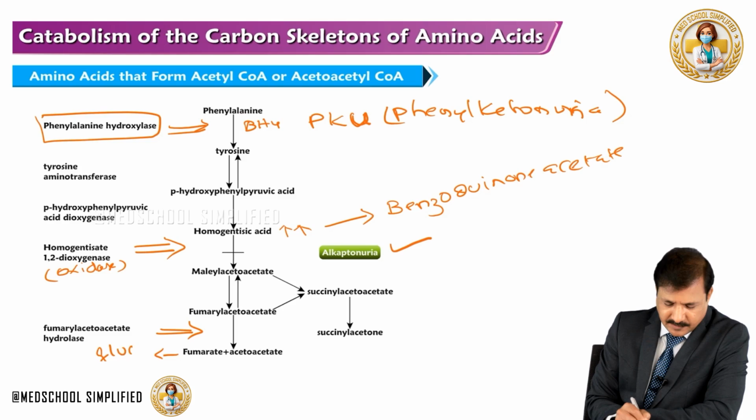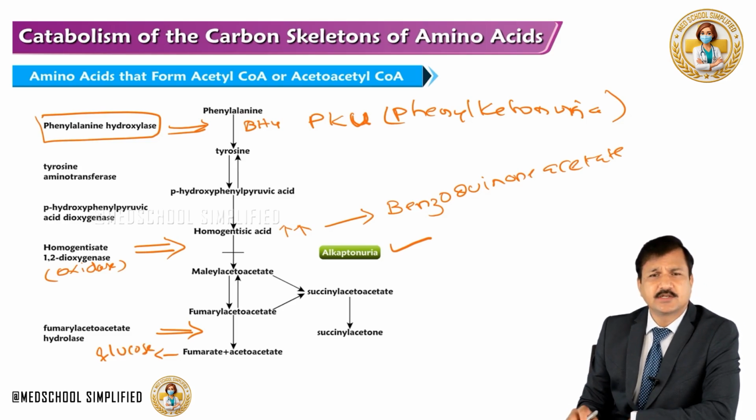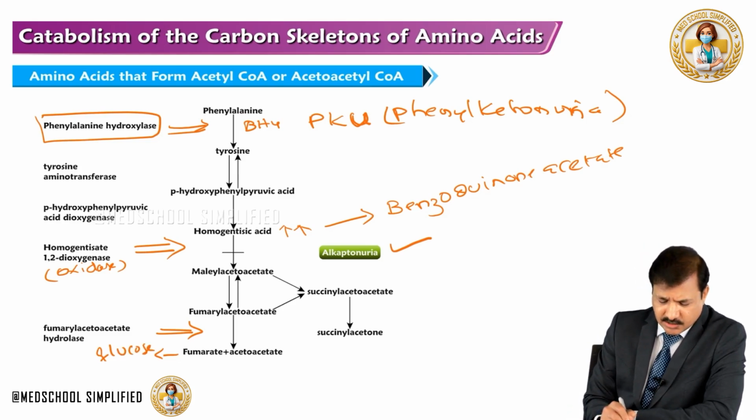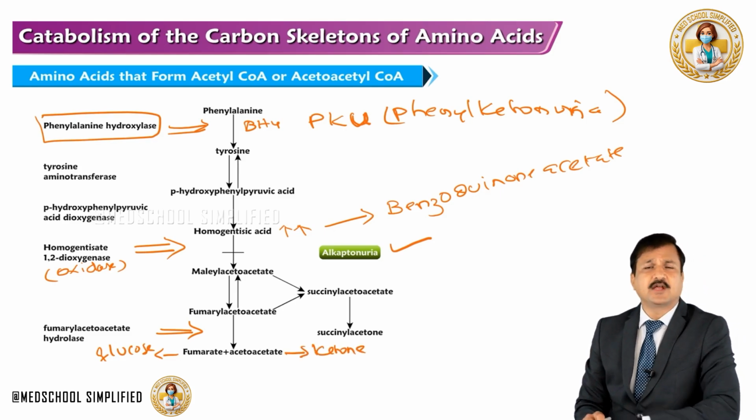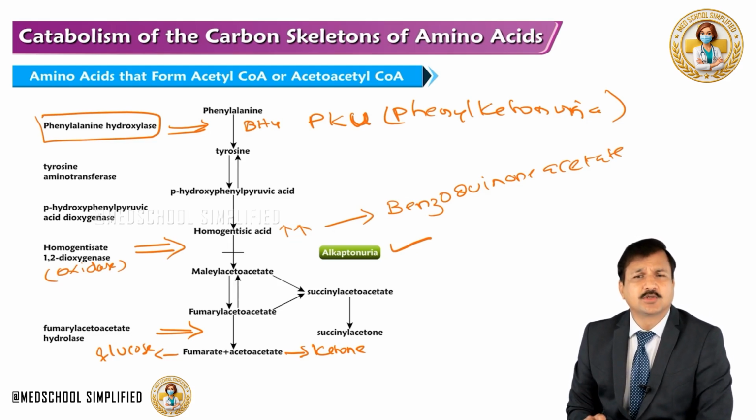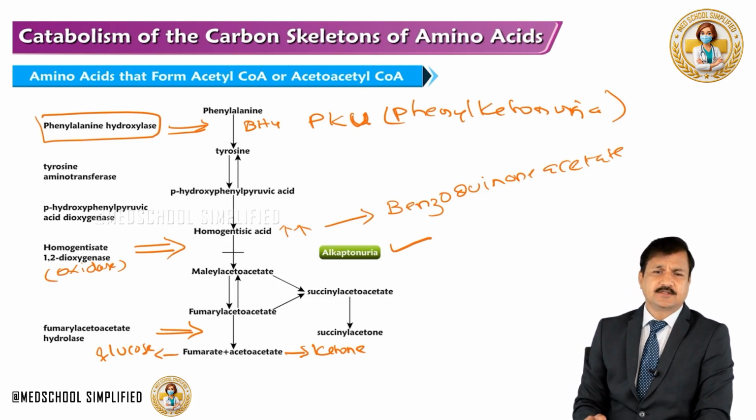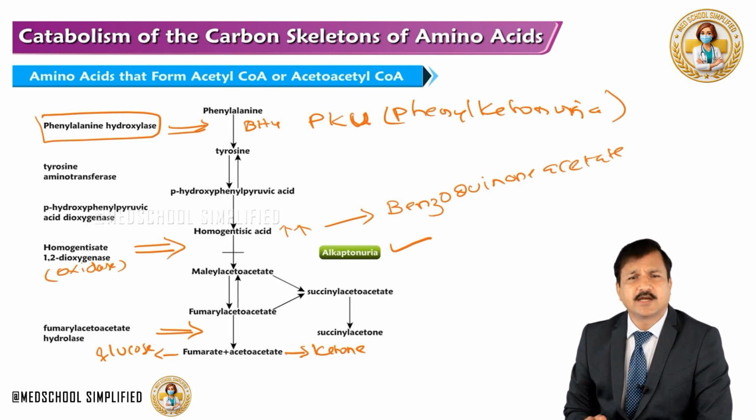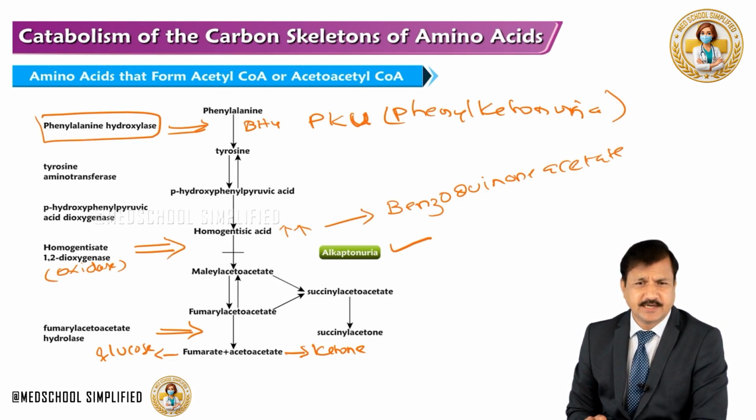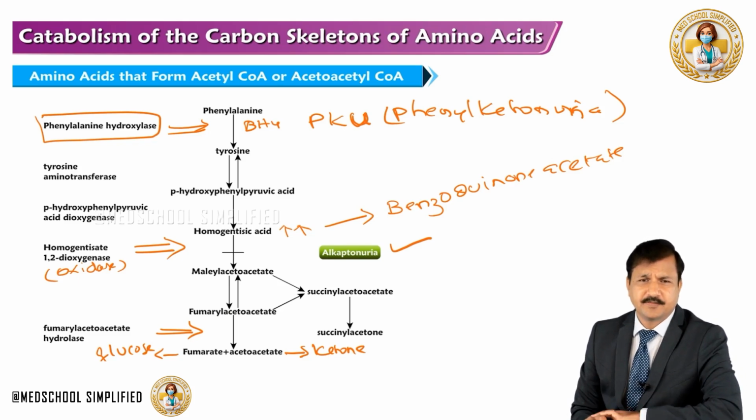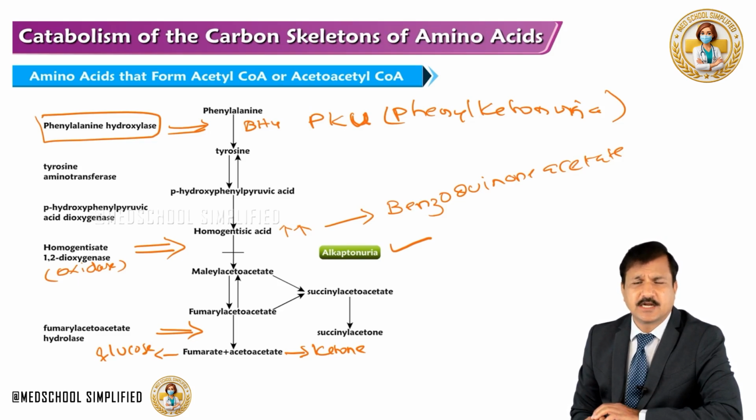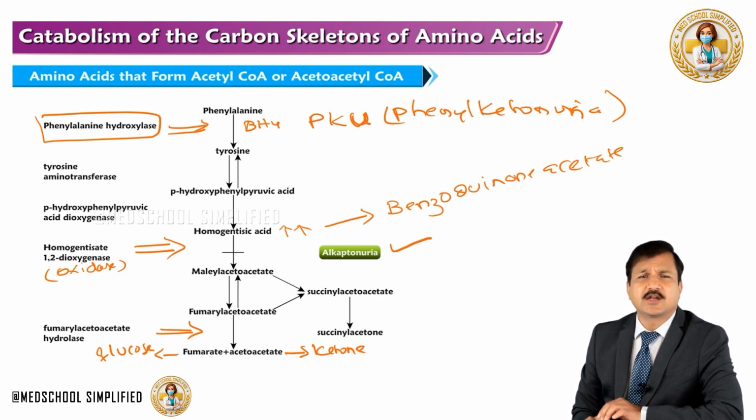That's why phenylalanine and tyrosine are glucogenic amino acids, and also acetoacetate itself is a ketone body. So that is why phenylalanine and tyrosine are both glucogenic and ketogenic. So this is how phenylalanine and tyrosine make acetoacetate. That's where we are in here, because we are looking at catabolism of the carbon skeleton of amino acids that make either acetyl-CoA or acetoacetyl-CoA, making acetoacetate as the ketone body. So we have seen that now.